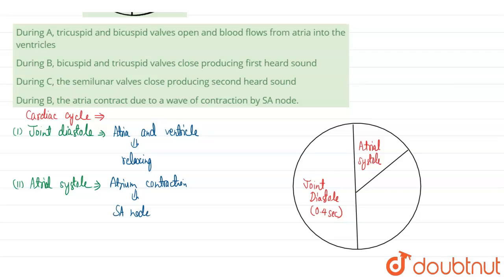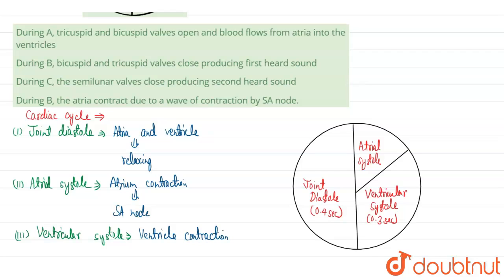And our C will represent the ventricular systole. This ventricular systole comprises a time period of a total of 0.3 second. Ventricular systole means the contraction of the ventricle. That means during this phase our atrium is in the relaxing state, and only the ventricle undergoes contraction.